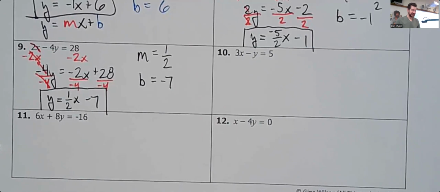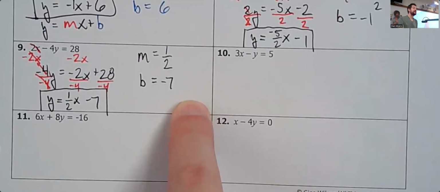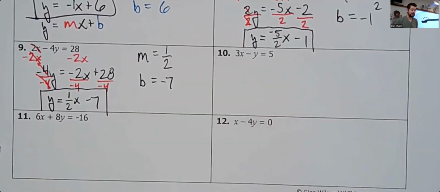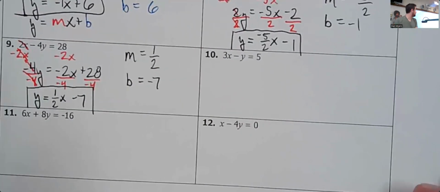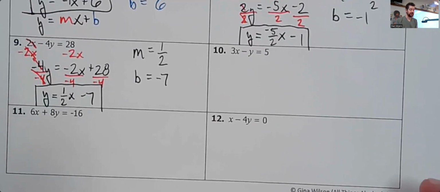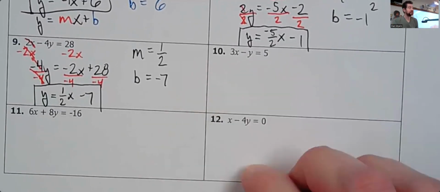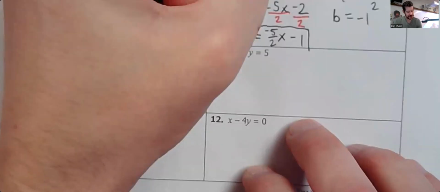All right, so let's see. Slope on this one, 1/2, y-intercept, -7. All right, let's do number 10 together, and then I'm going to have you work on 11 and 12 on your own, and then we'll take a look at the back and wrap this up. So number 10, what do we do first? Subtract 3x. There we go.